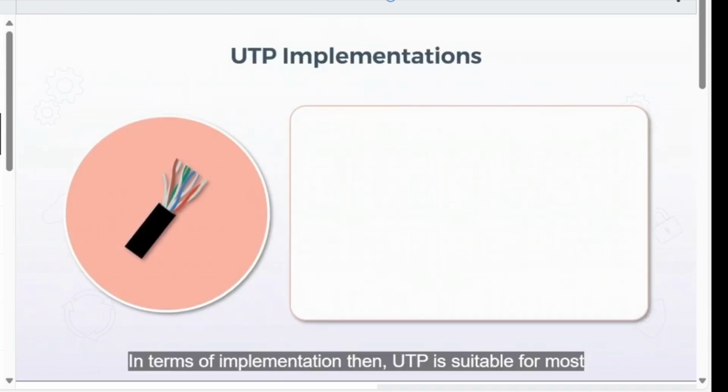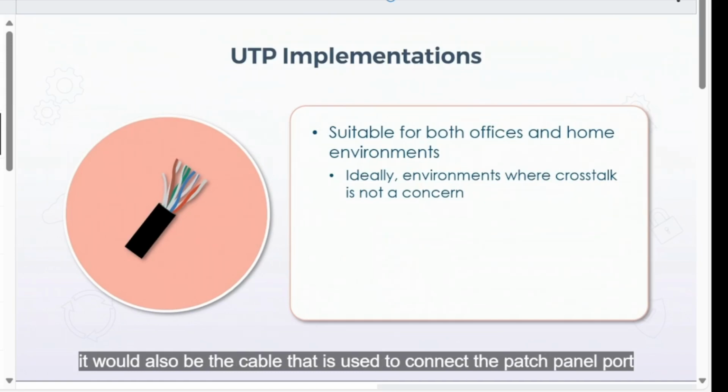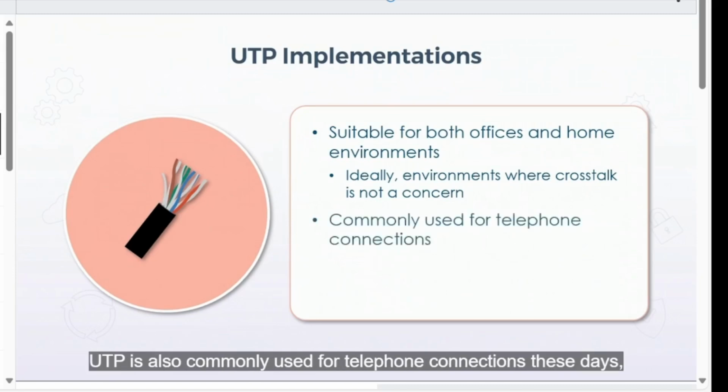In terms of implementation then, UTP is suitable for most home and office environments, or really any environment where the level of noise and interference just isn't a concern. And again, it's almost always the cable that would be used between a computer and the wall port, and even in the wiring room, it would also be the cable that is used to connect the patch panel port to something like a switch. If STP is being used, it would almost always be the cable that's running through the walls or ceilings. UTP is also commonly used for telephone connections these days, since most office environments have implemented voice over IP phones.